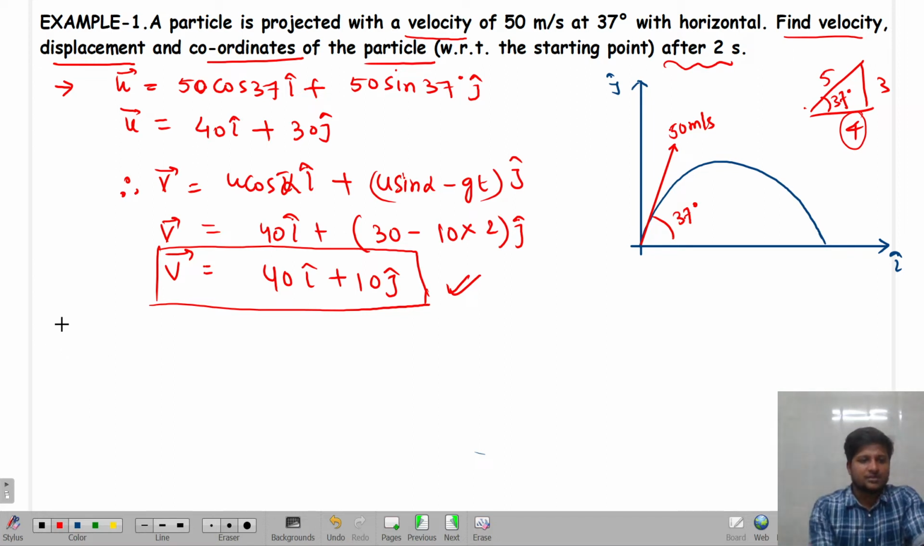Moving to next point. Okay. Just 1 minute. Try to calculate the displacement.